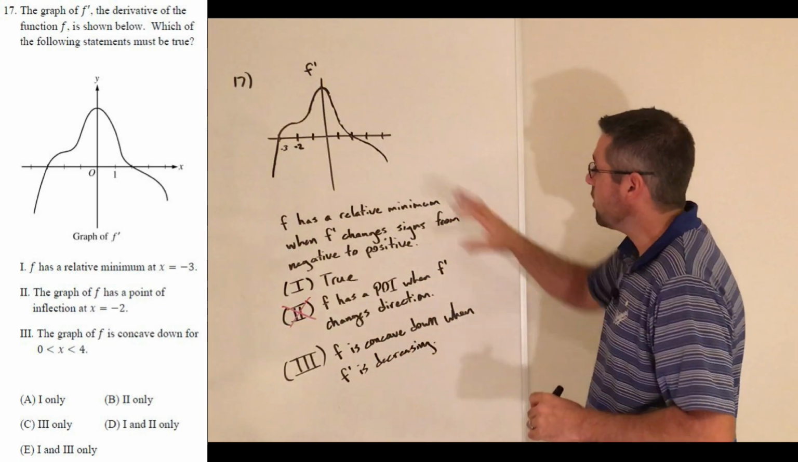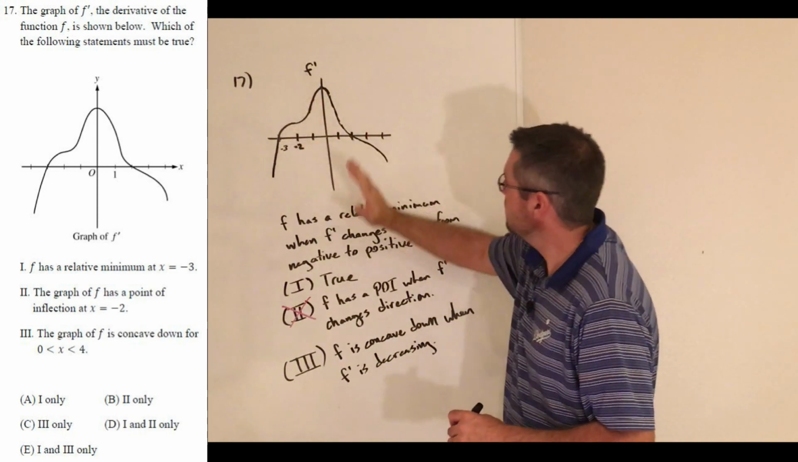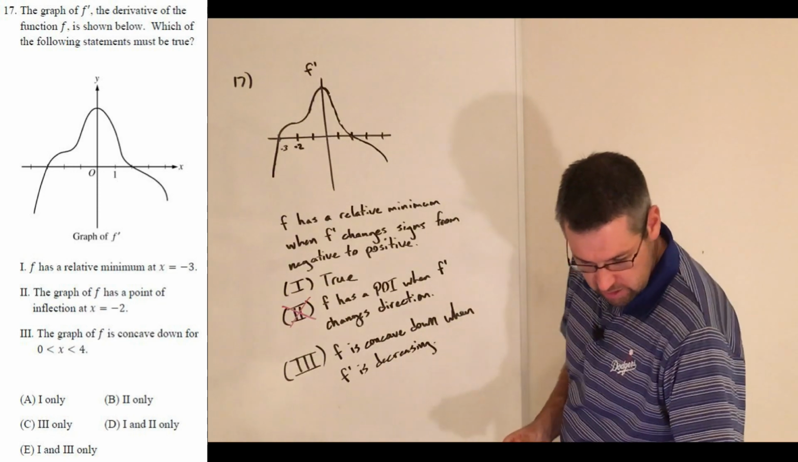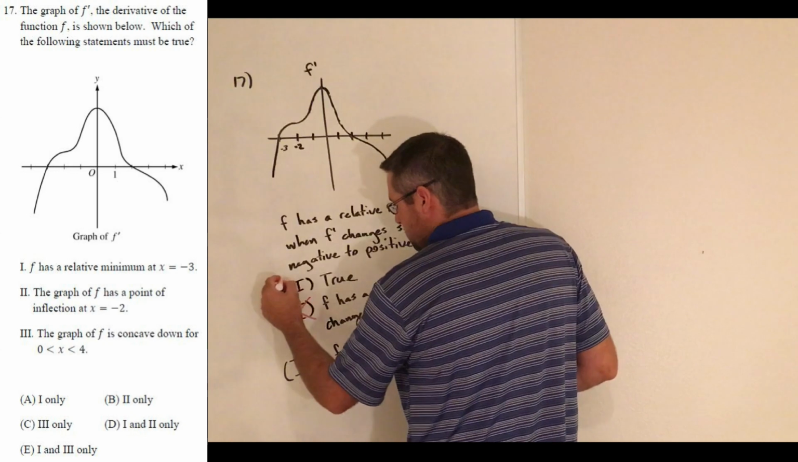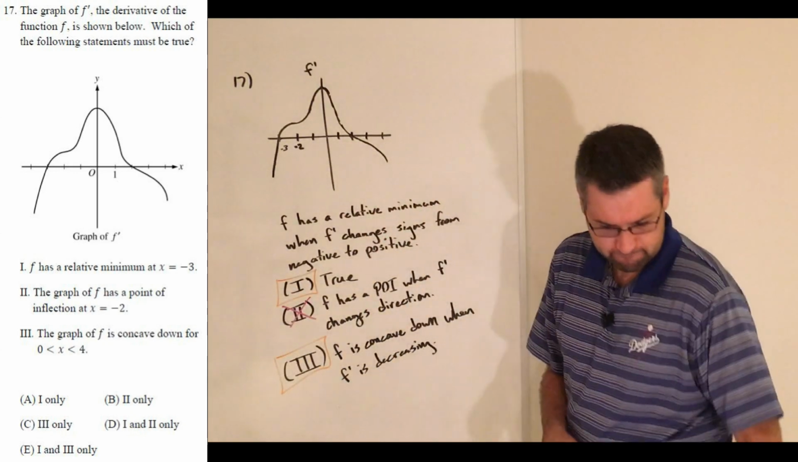So where do we see f prime decreasing? Well, we see it decreasing from x equals 0 to x equals 4. And that's exactly what the statement was saying for option 3. So we could say that option 1 is true and option 3 is true.